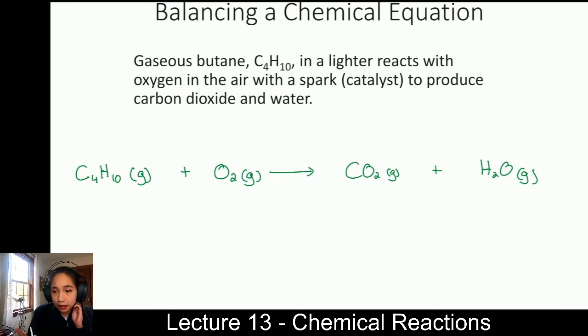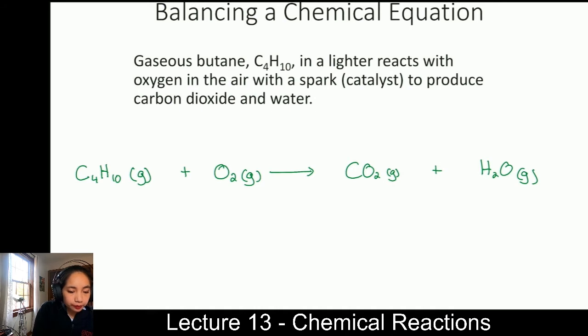So now we need to balance things. So again, balance carbons first using CO2. Balance your hydrogens next using water. And then balance your oxygens last by putting a coefficient in front of your oxygen molecule, or your diatomic oxygen on your reactant side. So let's go through it.